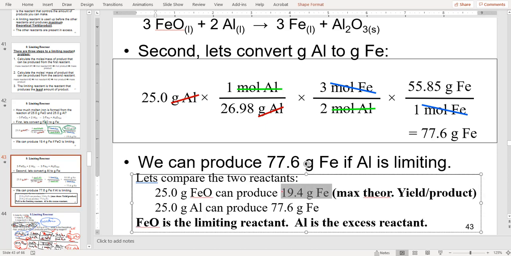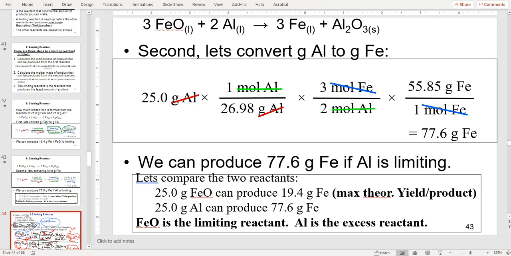So on the bottom, it summarizes this. And then the starting amount, that's considered the limiting reactant. So that's the limited amount. And then the other amount is the excess reactant. Make sure you know which one is which, and you're able to label those.